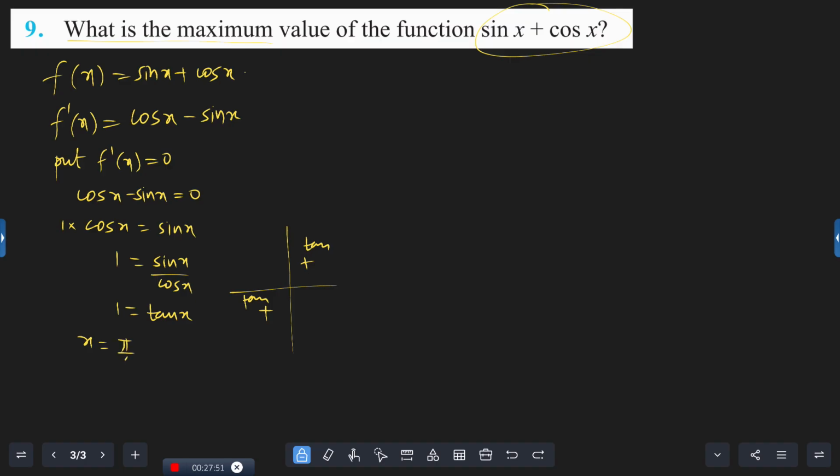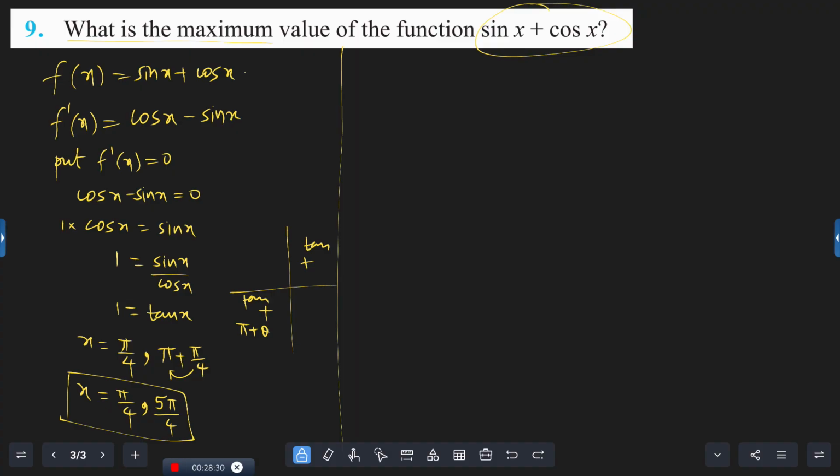So the first value is pi by 4. Third quadrant is pi plus theta. The first value I am getting is the theta, that means the x value, pi by 4, you have to add. So pi by 4, cross multiply, 4 plus 1, 5 pi divided by 4. This is my value of x. For both of these, just check whether it is positive or negative. Very simple. Where is the maximum they asked?